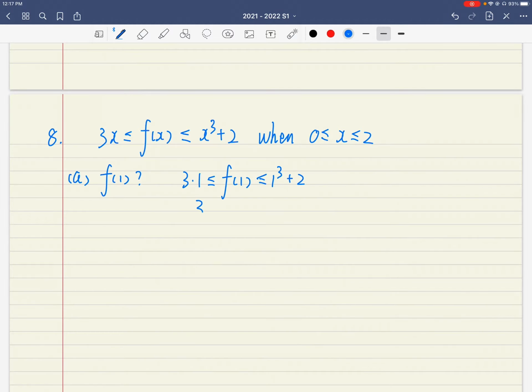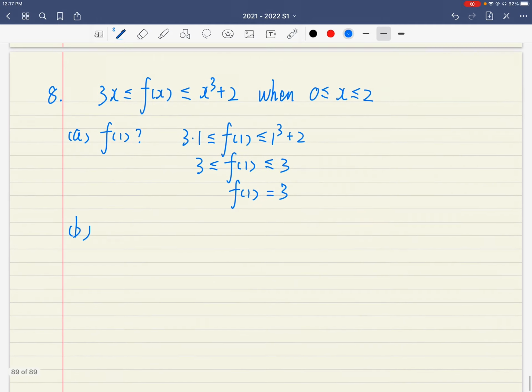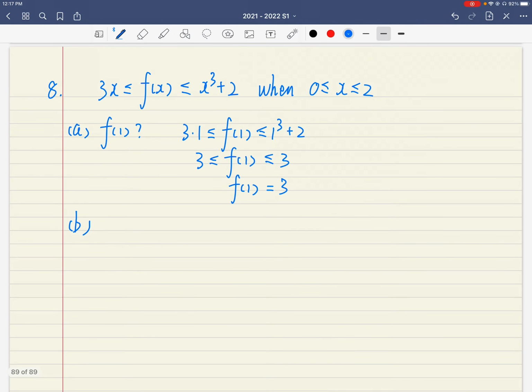So the left-hand side is 3, smaller or equal to f(1), smaller or equal to 3. So f(1) is both greater or equal to and smaller or equal to 3. Then f(1) can only be 3. The only choice is 3. So this is the first part.